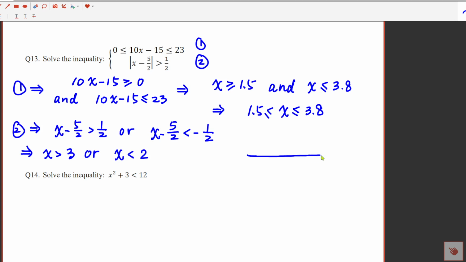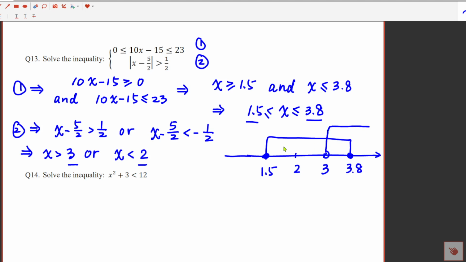Again, we need to find an interval that can satisfy both of the solutions. First, note that we have 4 numbers here, right? You can use the number axis to help you find the corresponding intervals. So this is 1.5, then this is 2, and we also have 3, and then 3.8. The first solution tells us that x must be between 1.5 and 3.8, right? From the second inequality, we have x is larger than 3, which is to the right side of 3 here, or x is less than 2, which is to the left side of 2. Therefore, we can easily see that the overlapped area is here or here, right?